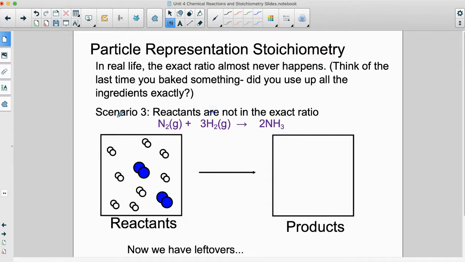And so here in real life, we usually don't get the exact ratio. And so in scenario 3, we have a situation where we have 2 N2s plus 8 H2s, and so we don't have this 1-to-3 ratio. Instead, we have a 1-to-4 ratio. So we know that we're going to have something left over. One of these reactants will be left over because we're not in the exact ratio that we should be in.